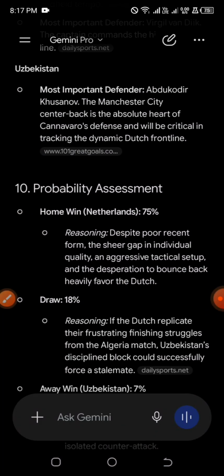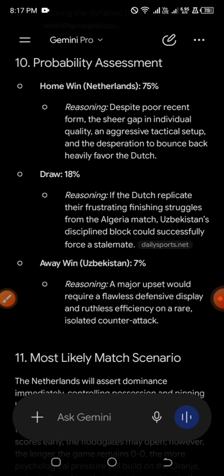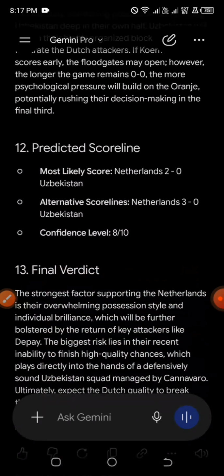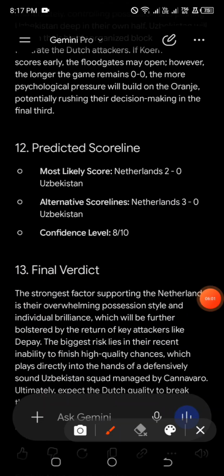All right, so we have the probability assessment. For Netherlands, that's 75%, and the reason behind this is that despite poor recent form, they have a gap in individual quality, an aggressive tactical setup, and the desperation to bounce back, which heavily favor the Dutch. The draw probability is 18%. The away team to win is 7%. Most likely match scenario and predicted scoreline is 2-0 or 3-0, and the confidence level is 8/10.